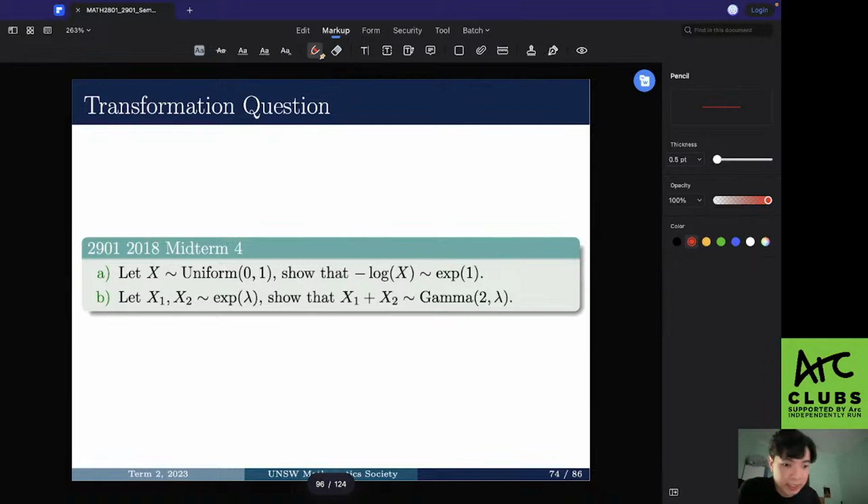So here's our second question. Instead of having one variable be transformed, this actually adds up two different variables, specifically X1 and X2, which are exponential with parameter lambda. So how do we do this?